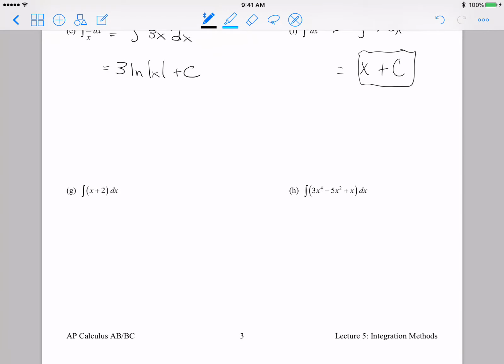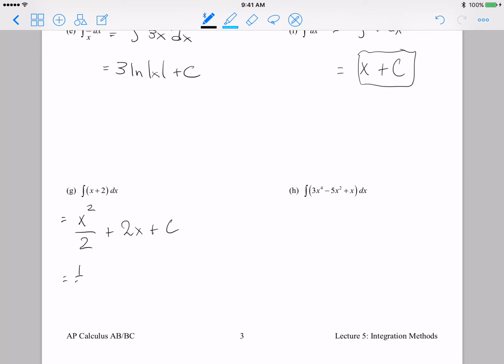Okay, G and H are integrals of a sum or a product. This is really not any different than what we've done in the first couple of examples. We're just going to take the antiderivative one term at a time. For example G, we have the integral of x first, and so that's going to be x to the second power divided by 2. So increase the exponent by 1 and divide by the new exponent. And then the antiderivative of 2 is just 2x plus c.